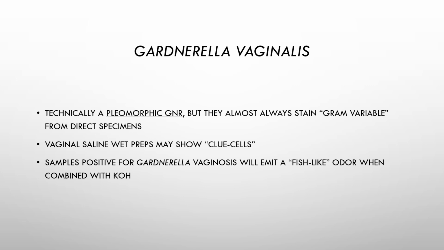They are very highly associated with what we call clue cells, and a clue cell is a squamous epithelial cell or a vaginal lining cell that actually looks as though it's been coated in bacteria. You can see that on a vaginal wet prep, where you do a wet prep with saline and vaginal secretions. A sample positive for Gardnerella vaginalis will emit a fishy-like odor when combined with KOH. That's because when you take potassium hydroxide and Gardnerella, it creates amines, and those amines tend to have a fish-like odor.